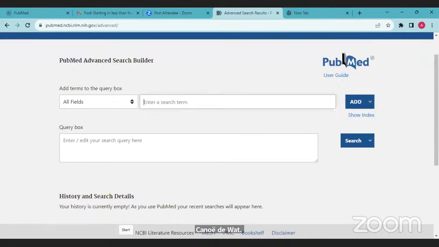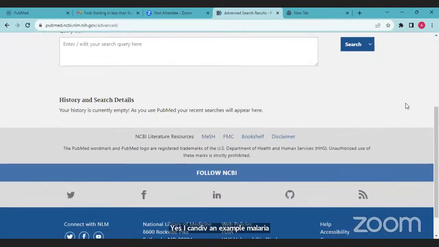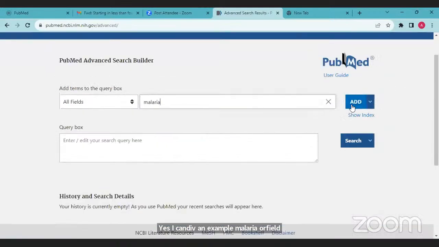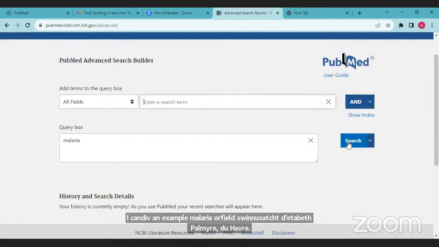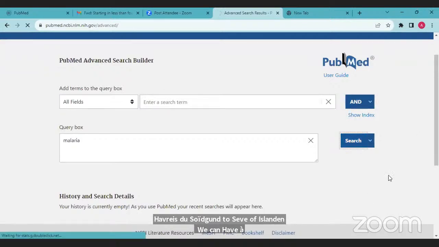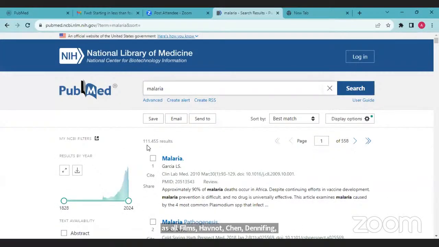Yes, I can give an example. Let me search for just the word malaria and I leave it as all fields. When you search the PubMed database, you have a history. So it's going to save our history and then we can have a look at it. Let me add this to the search query and search for it. I am searching as all fields. I have not changed anything and I got 111,000 plus results because I asked the system to look for malaria anywhere in the studies.